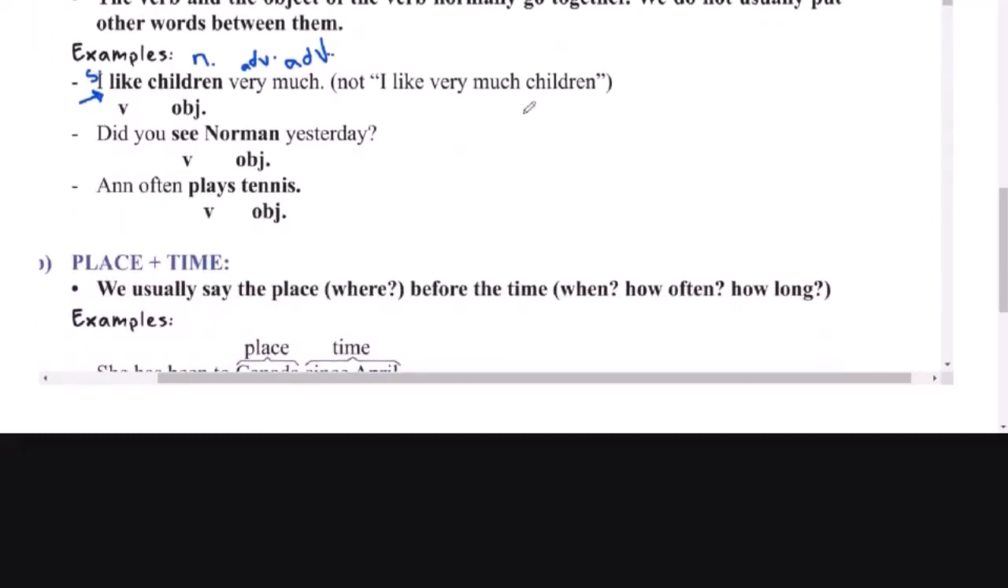Now the next one is about the verbs specifically. Not all the verbs need an object. For example, I can say I run, period. This is a complete sentence.